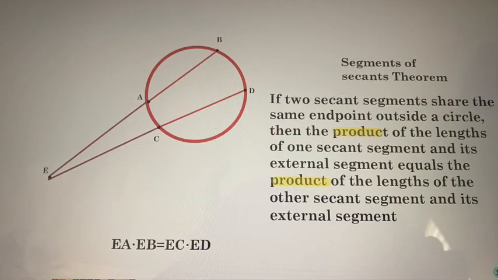That theorem is called the segments of secants theorem. If two secant segments share the same endpoint outside a circle, then the product of the lengths of one of the secant segments and its external segment equals the product of the lengths of the other secant segment and its external segment. So it's kind of just like what we did, only this time it's two secant segments.